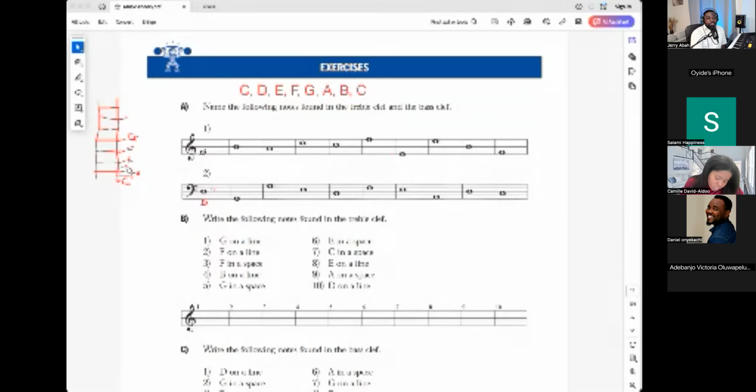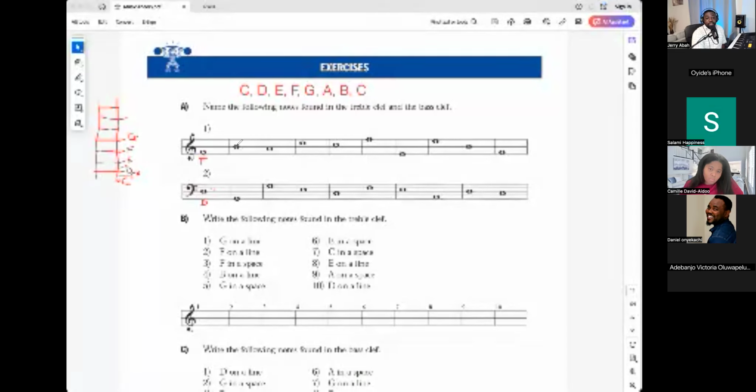We already established that this is an F. Okay? So if this is F, what's the second line? Second line is G. What is the second space? Second space is A. And then we come to the third line.